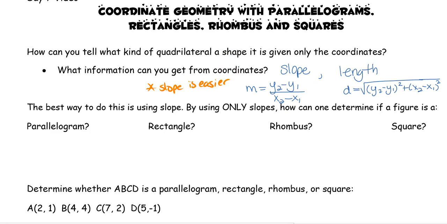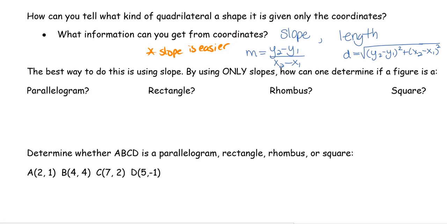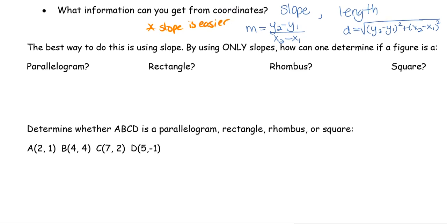What we're going to do today in the coordinate world is learn how to determine whether a shape is just a parallelogram with no additional properties, or a rectangle, or a rhombus, or a square, based only off of coordinates. Now we could do this with length because I know opposite sides have to be congruent, but that's a lot of work. So there's more ways to do this than just what I'm showing you. What I'm going to show you is the easiest way to do this, and the easiest way is based only on slope.